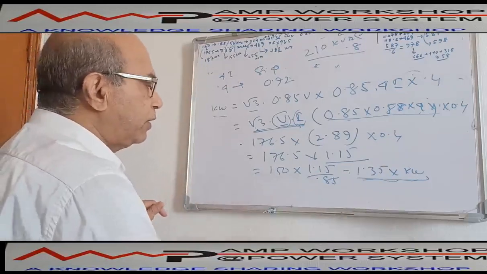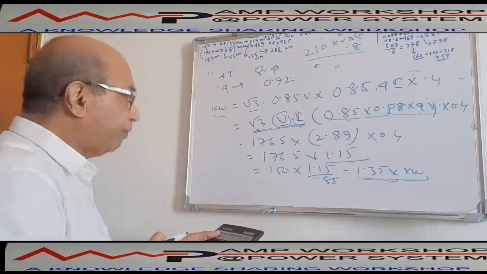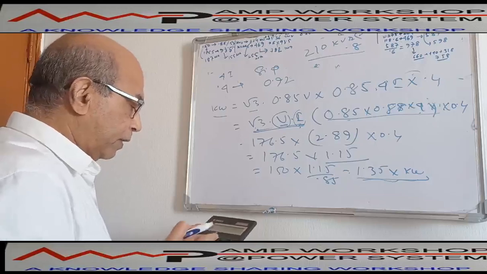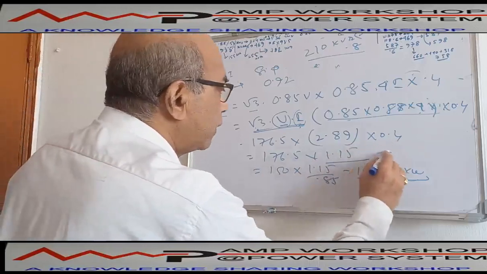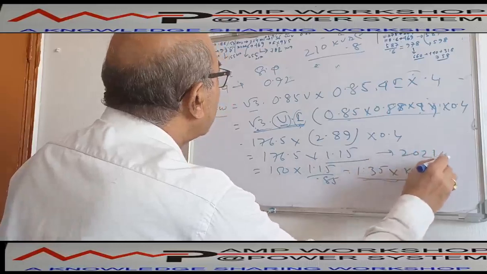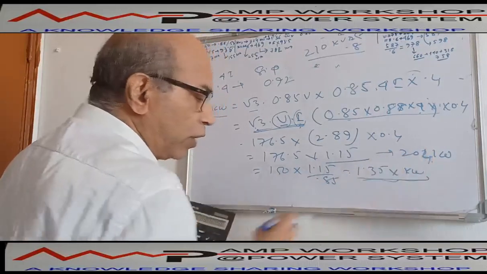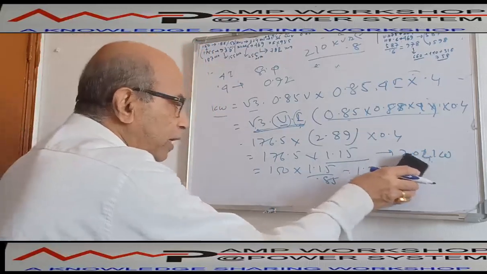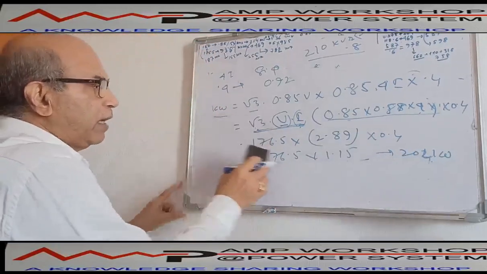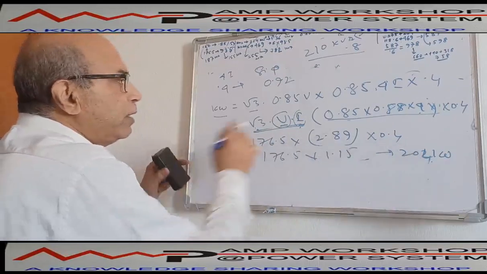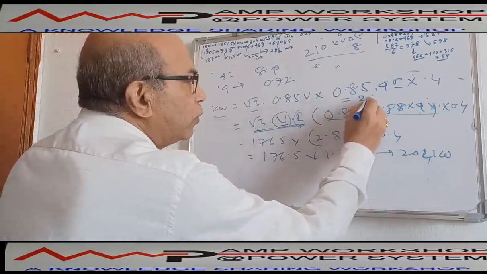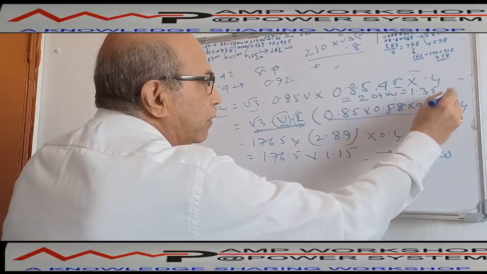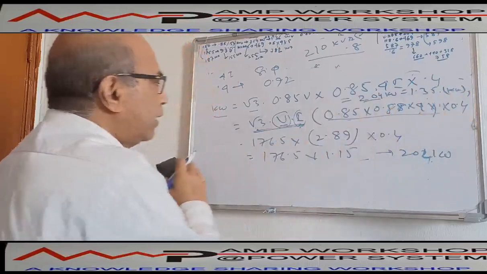This is equal to how much? 176.5 into 1.15. This is coming 202 kilowatt. Approximately 204 kilowatt power it is drawing during starting, and that is about 35% more than the rated power. So during starting of the motor, kilowatt will be, simply we can write down, 204 kilowatt, this equal to 135% of running kilowatt. Okay, so this is the running kilowatt.